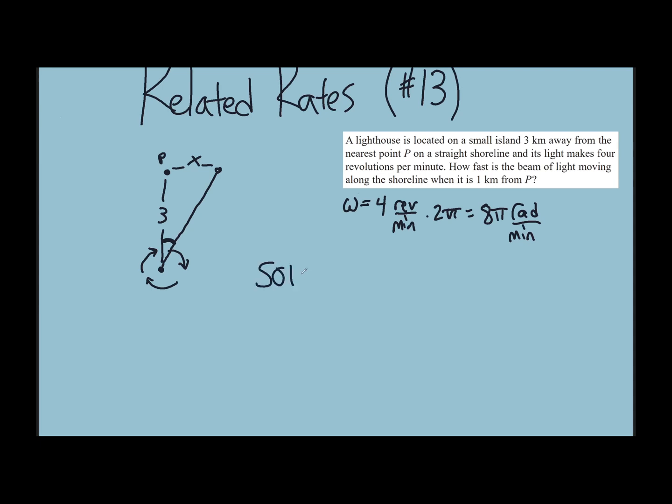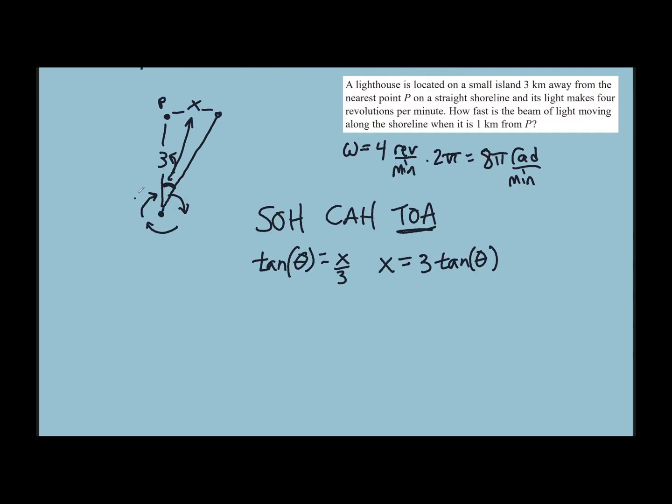I don't know if you remember your SOHCAHTOA, but you're going to wish you did for this problem. Okay, now what? Well, what do we know? We know opposite and we know adjacent. That's tangent. So I can say tangent of theta is equal to x over 3. In other words, x equals 3 tan theta, whatever theta may be. Maybe we'll need it, maybe we won't.